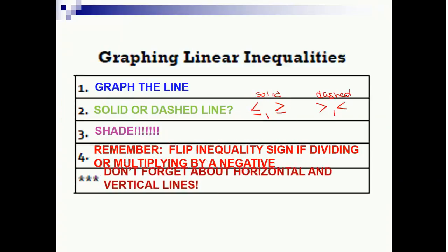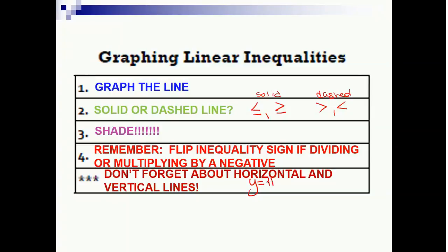And of course, don't forget about horizontal and vertical lines. Horizontal lines are when you have y equals a number. Vertical is when you have x equals a number. Vertical is because it's cutting through the x-axis, so you're going to have x equals. Horizontal, you're cutting through the y-axis, so it's going to be y equals. That's a good way to remember it.